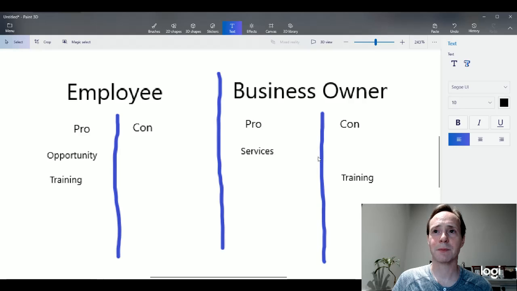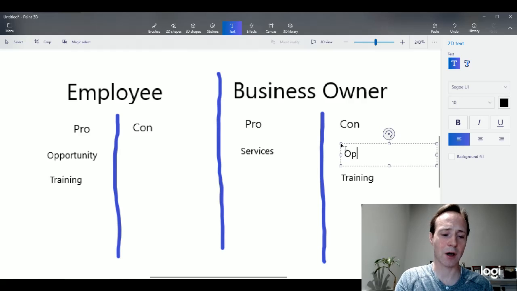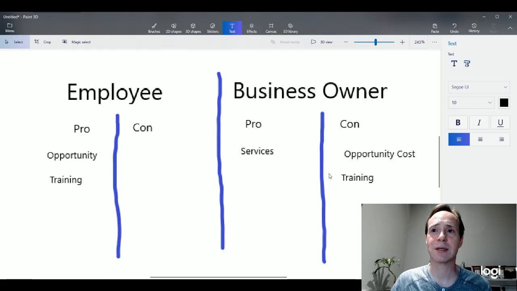So that comes at a cost, and we might as well put that in here. I'm going to put that as opportunity cost. I don't know what else to call it, but we'll just call it opportunity cost. That's really how much money it costs to create that opportunity.